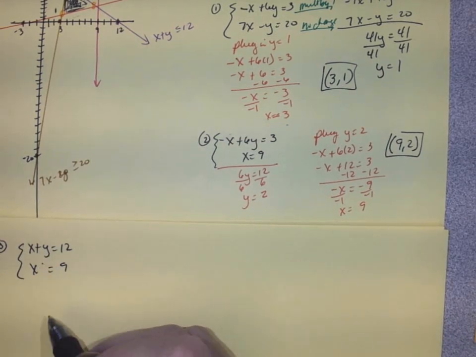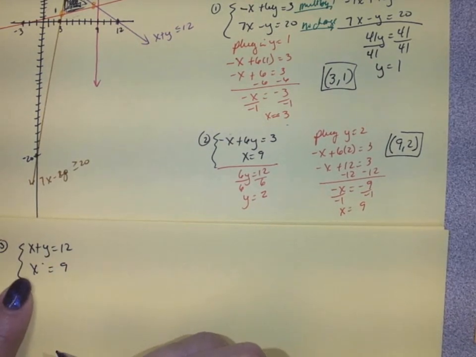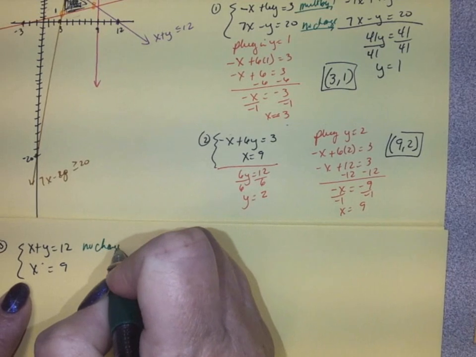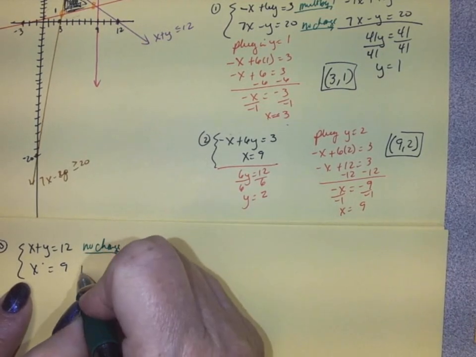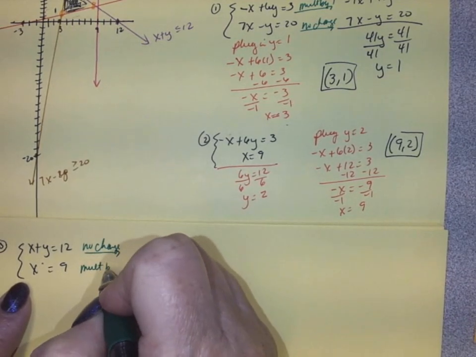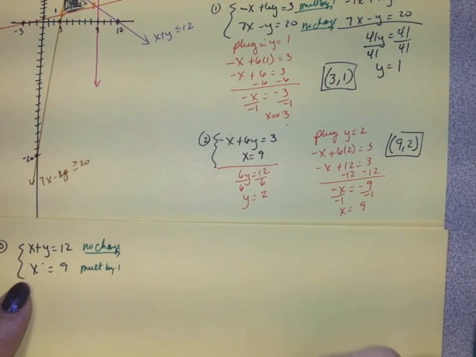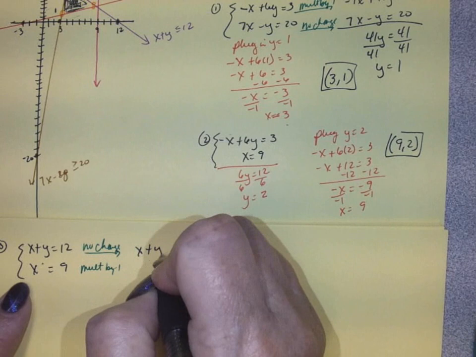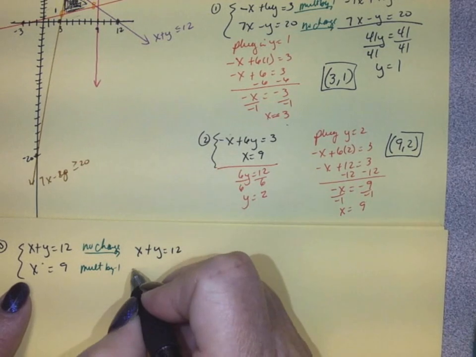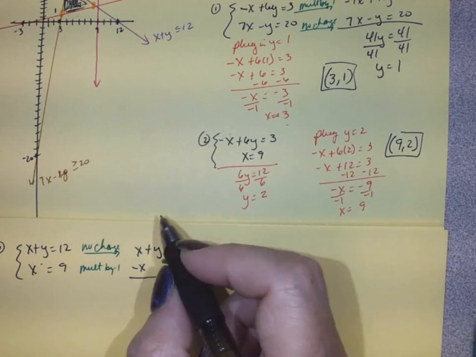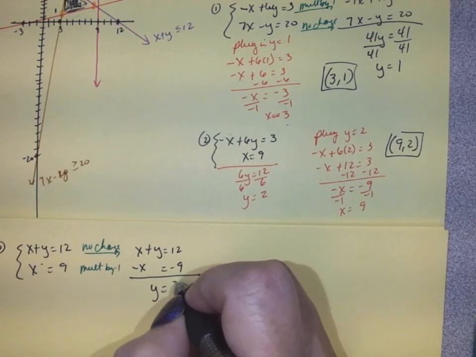All right, I can't just add it this time because I have 2 positive x's. So what I'm going to do is no change on the top. Bring it on over. And this one I will multiply by -1. So that will get me x plus y equal to 12, negative x equals -9. When I add those, I'm left with y equal to 3.